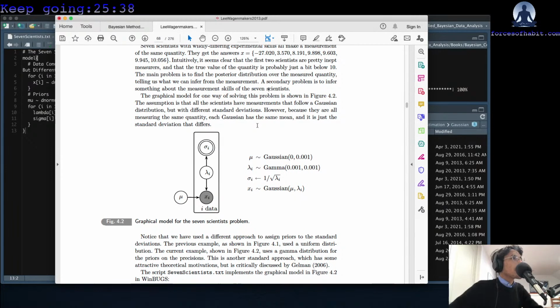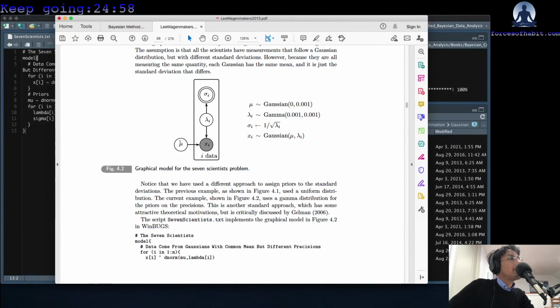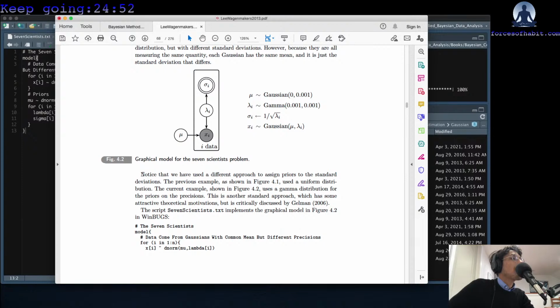So all scientists have a Gaussian distribution with different standard deviations. Here we're saying that the average for each of the scientists is going to be the same, but the variance around the measurements is going to be different for each scientist. So only the standard deviation is what's going to differ across subjects, but they should all average out.